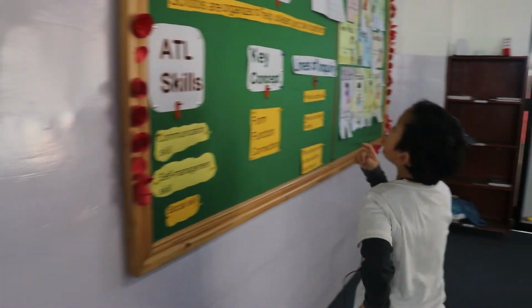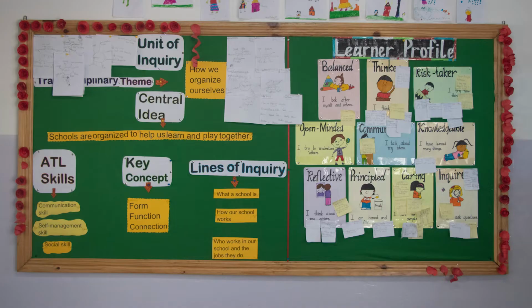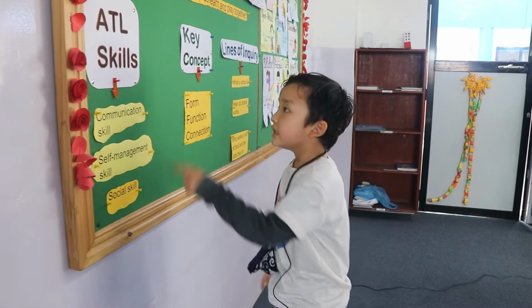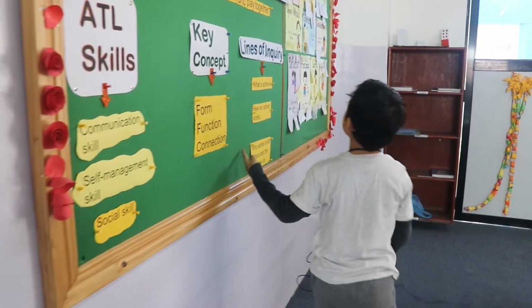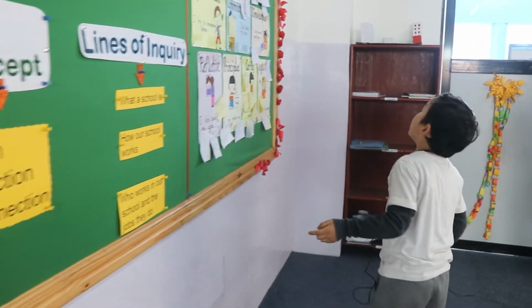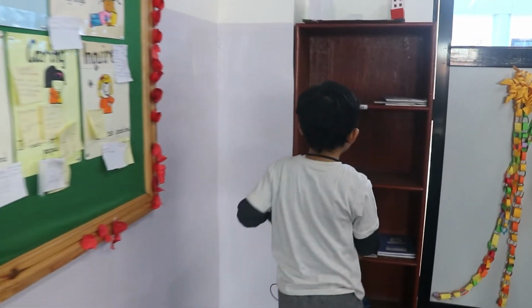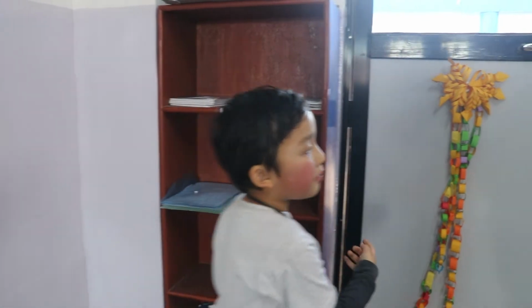This is the unit of inquiry board. This is our transdisciplinary theme. This is our central idea, and this is the key concept. This is the ATL skills. This is the lines of inquiry, and this is the learner's profile. And this is where we put our copies.